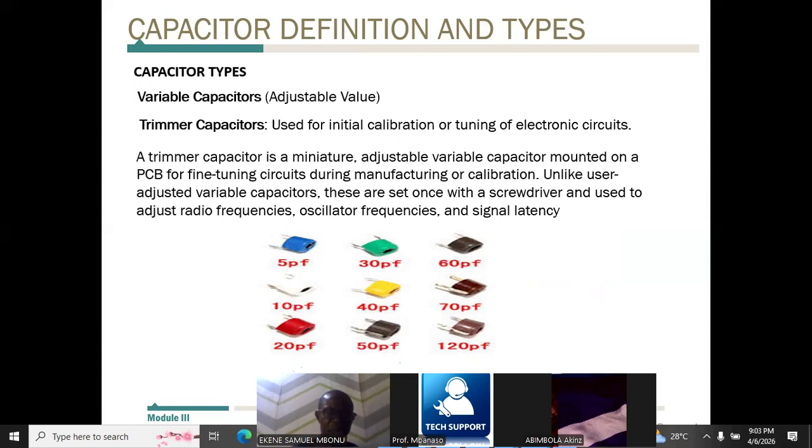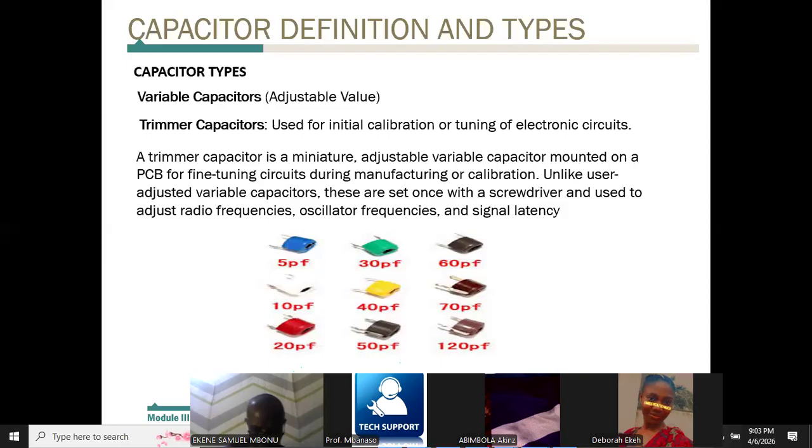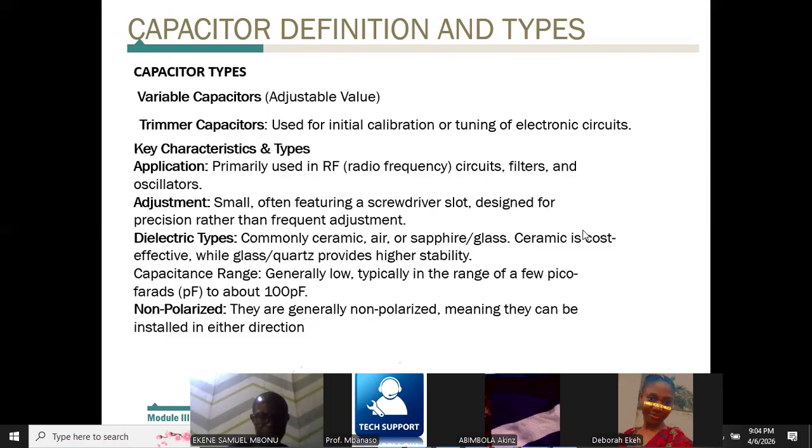Among variable capacitors, number one is trimmer capacitors, used for initial calibration or tuning of electronic circuits. You can see them, they look like a variable resistor, which you can actually tune. Unlike user-adjusted variable capacitors, these are set once with a screwdriver and used to adjust radio frequencies, oscillator frequencies, and signal latency.